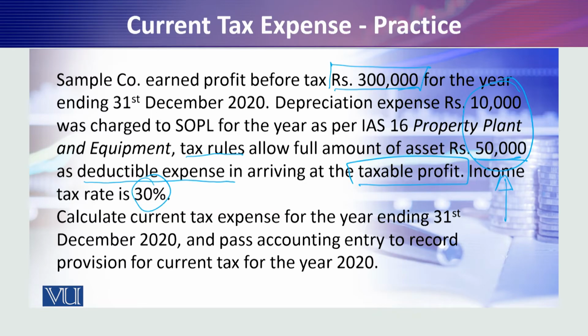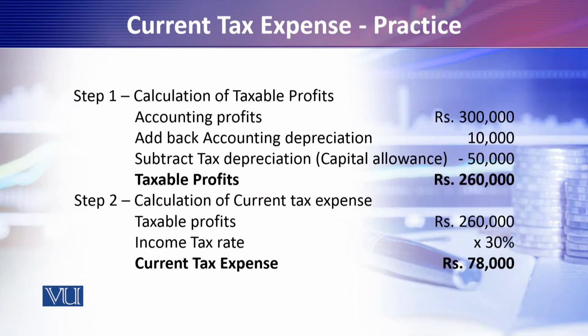30% is the income tax rate, which we will apply on taxable profit. The requirement is that we have to calculate current tax expense for the year ending on 31st December 2020, and pass the accounting entry to record provision for current tax for the year 2020. Let's see.